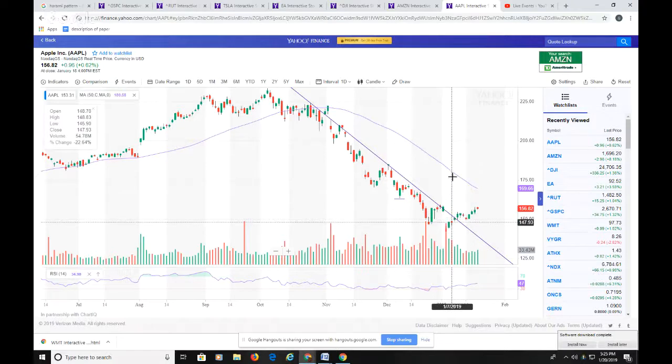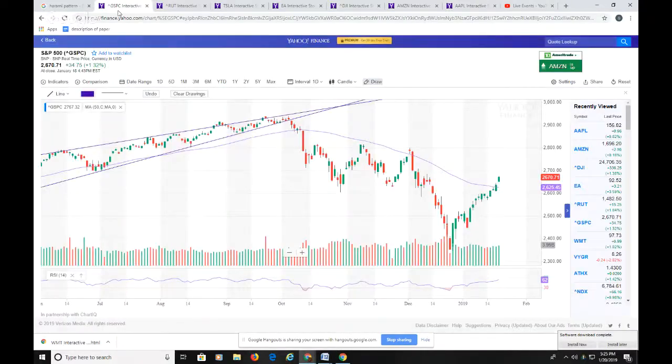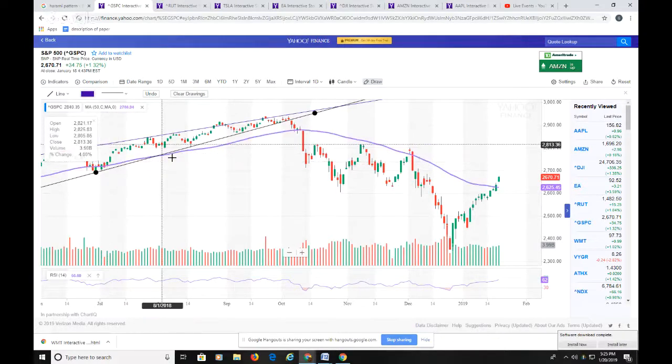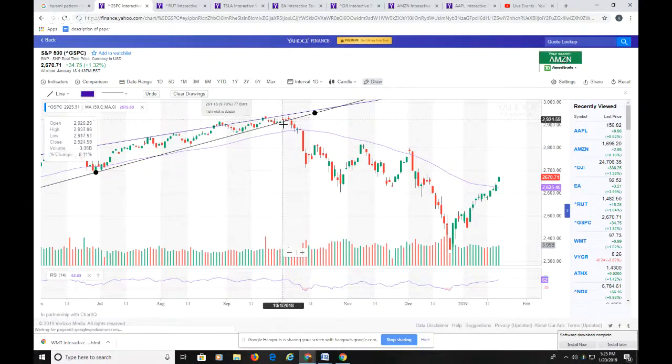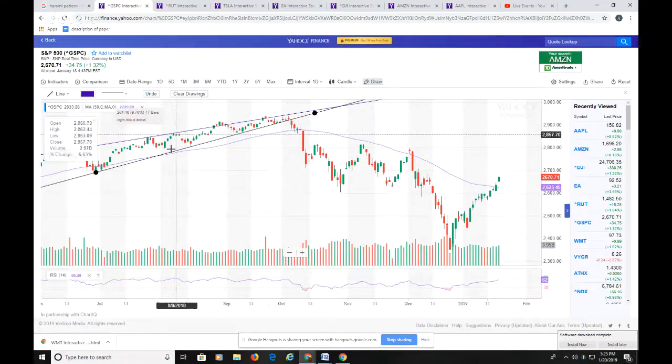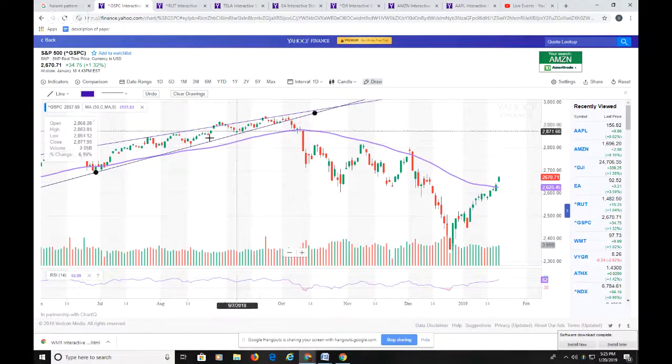Okay, so Amazon we looked at. The S&P 500, I drew 2 trend lines here. Notice I'm looking to connect the low of the day with the low of the day, with the low of the day, and so on. It must be about 8 hits on the lower ascending trend line.